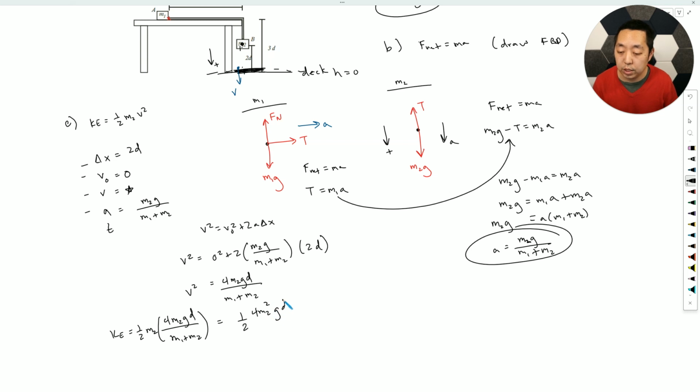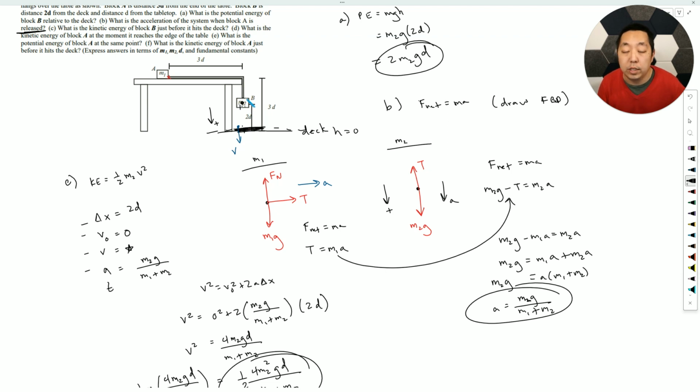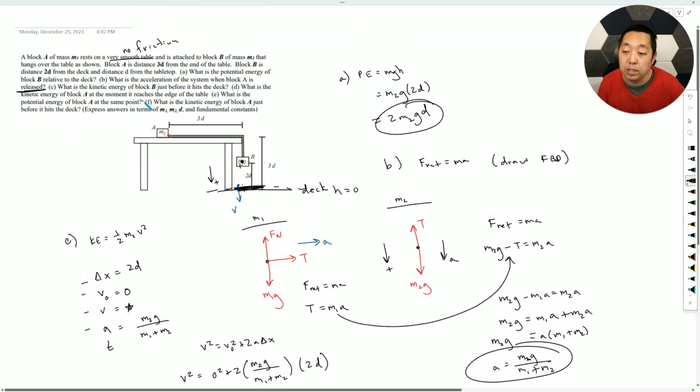m2 squared gd over m1 plus m2. So that's the kinetic energy there. Now, like I said, you could have used work and energy to talk about this conservation of energy in that process if you wanted to, but that's fine. This is what we did for this one.